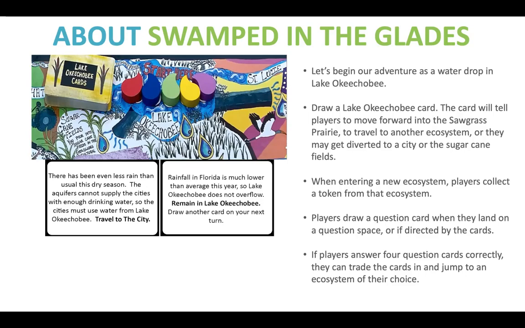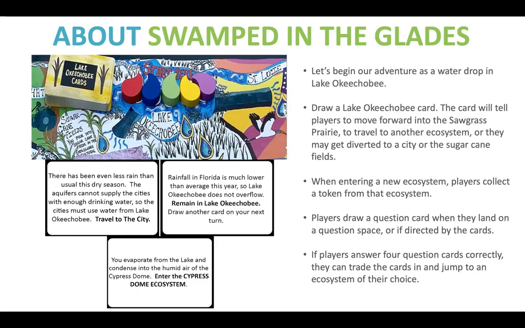Another Lake Okeechobee card: rainfall in Florida is much lower than average this year. So Lake Okeechobee does not overflow. The sad truth of Lake Okeechobee, sometimes water doesn't flow the way it's supposed to. Remain in Lake Okeechobee, draw another card on your next turn. And so you're going to draw the cards, and then we have a third card that shows how you can actually move to a different ecosystem.